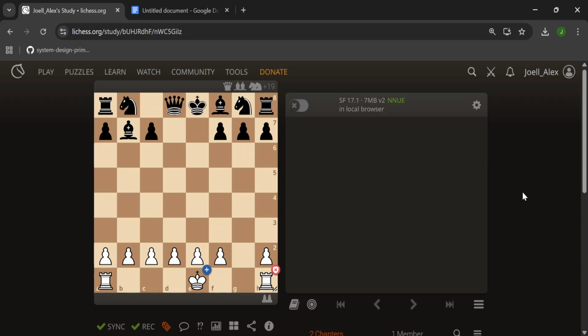My name is Joel Alex, and today we'll understand the concept of castling. Castling is when we move the king from the center using the rook.